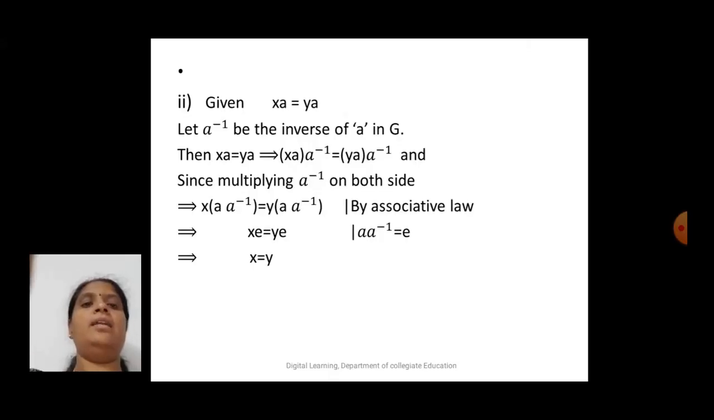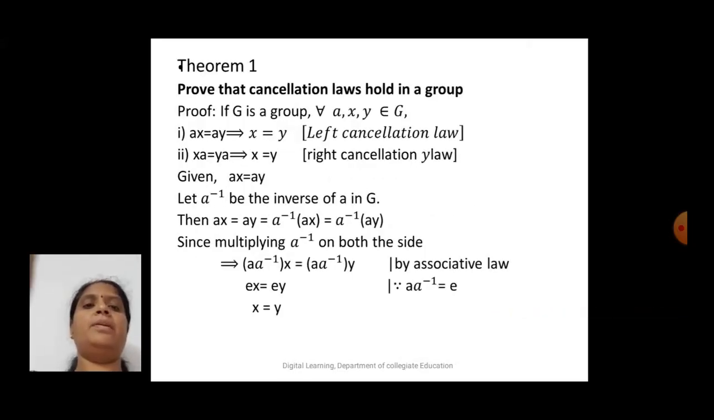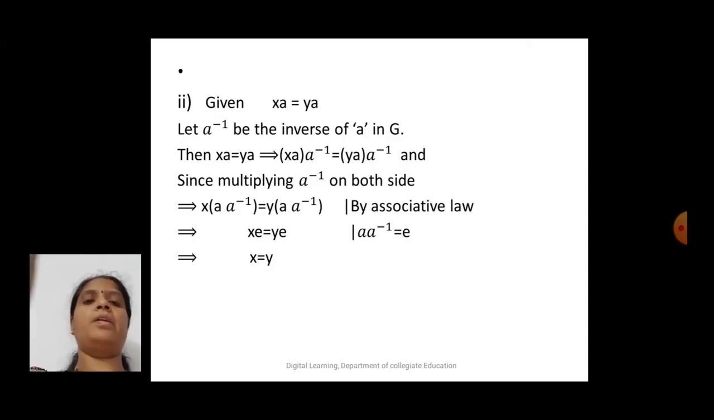Next, again, xa is equal to ya. In the previous case, we proved it for the left cancellation law. Here in the next case, we are proving it for the right cancellation law. Consider xa is equal to ya. So again we operate a inverse on both the sides. Then the associative law is applied here. The bracket becomes for a and a inverse. On the RHS also, the bracket is for a and a inverse. Therefore a and a inverse becomes e. Therefore my answer will be x is equal to y.